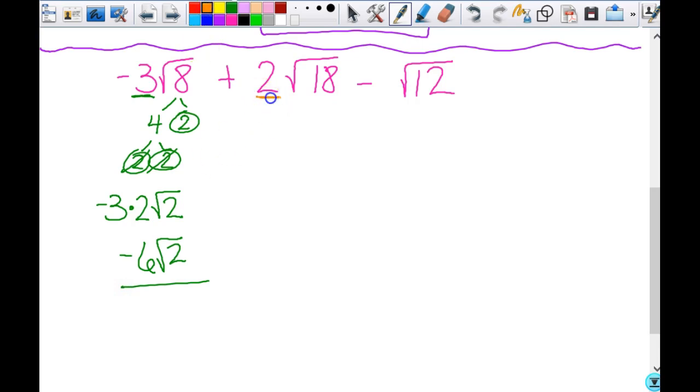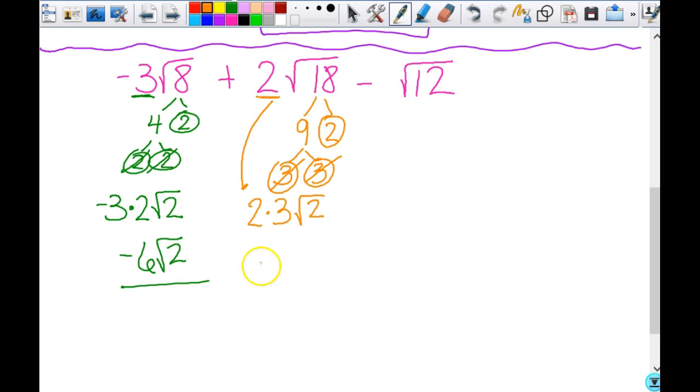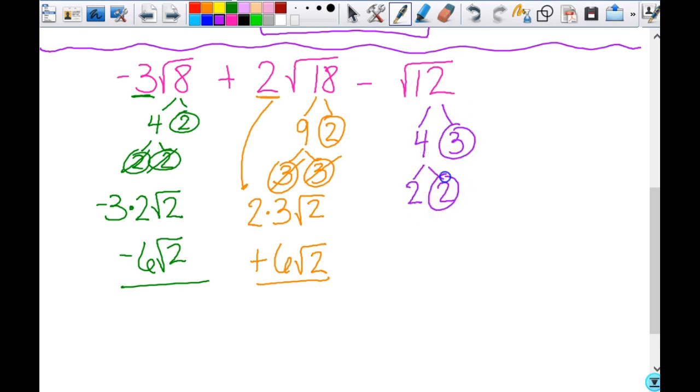Then I've got, he waits. This can be 9, oh sorry, I already wrote 9 and 2, but 3 and 6 is fine. Then 3 and 3. Right? Then remember, you got to bring this 2 down. So this is 2 times these 2 3s come out as a 3. This 2 stays underneath. So I have plus 6 square root of 2. Then this 12, I'm going to use 4 and 3. That can be 2 and 2. So those 2's are a 2, square root of 3.